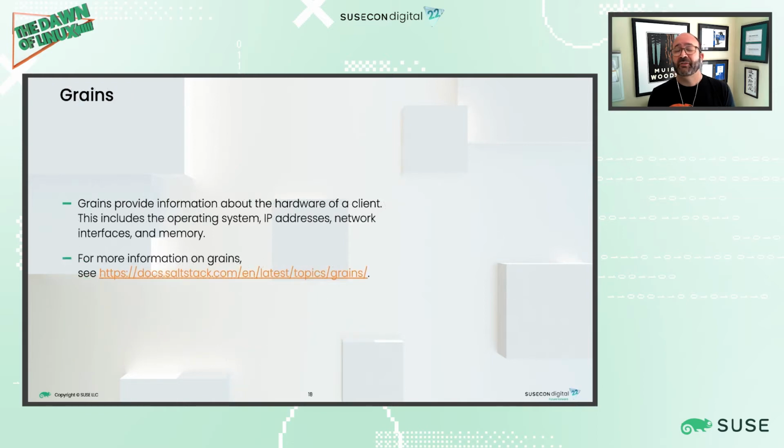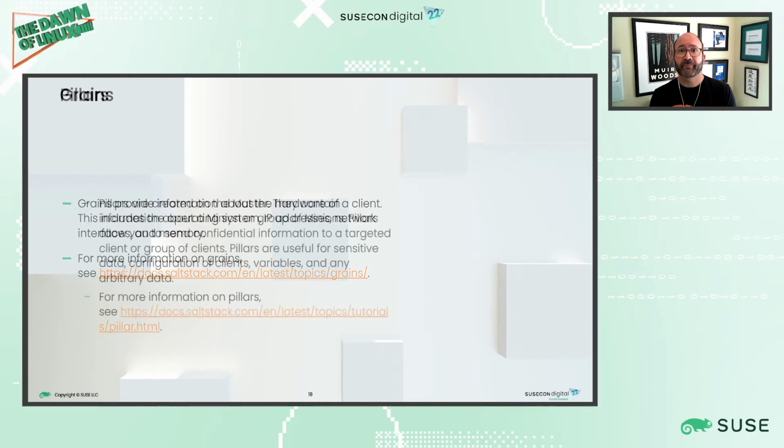Now, we talked about passing information back and forth between the minion and the master. Grains are one way that's done. Grains provide information about typically the hardware of a client. This can include the operating system type, IP addresses, network interfaces, memory, things like that. Again, the documentation on grains is good, so you can learn more about grains. The grains are information about the client. That's the important aspect of grains.